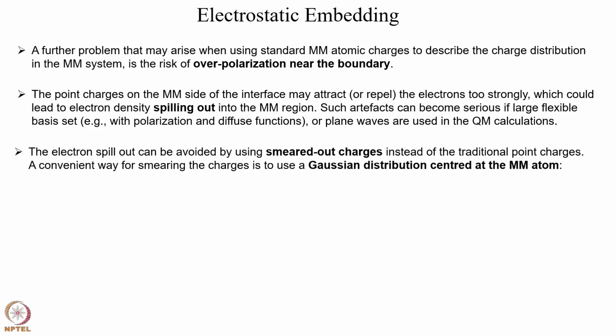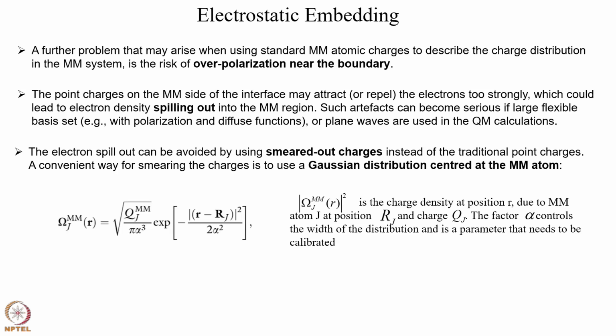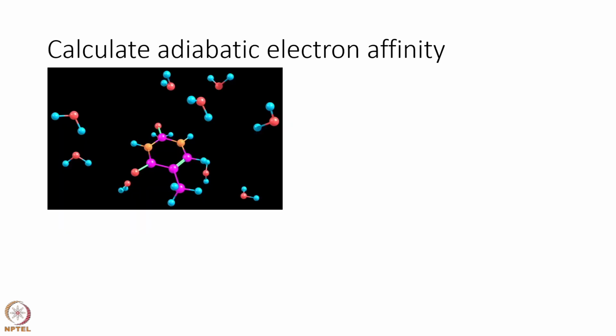And this electron spill can be avoided by using smeared out charges instead of traditional point charges, where the charges follow a Gaussian distribution, and they are generally more effective at removing this kind of artificial problem. But in most cases, if you are making a QM/MM region where the boundary is going through a bond, generally a good idea is not to use diffuse functions, at least for the atoms which are at the boundary. For the atoms at the boundary, it is generally a good idea to use a standard basis function without any diffuse function.